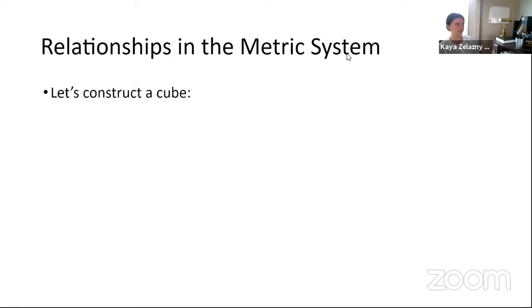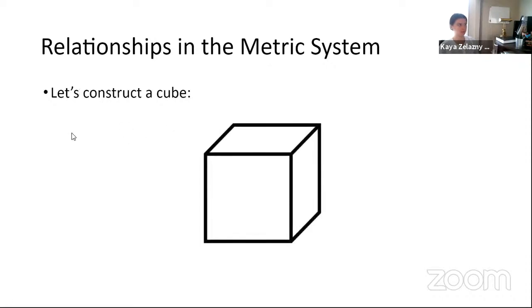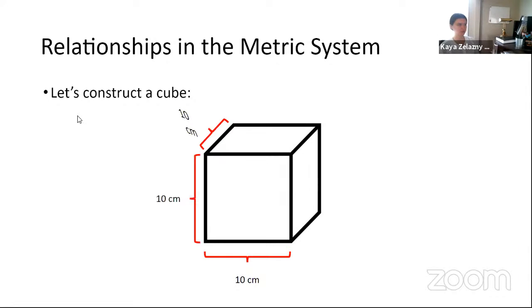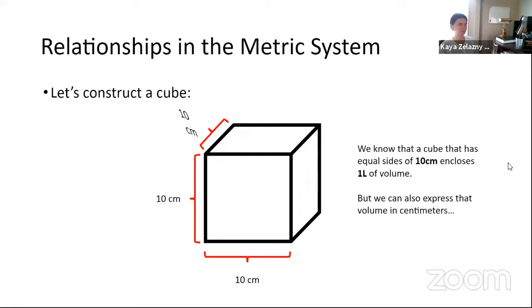So now we want to think about relationships in the metric system. So that was just converting units, right? Now we want to think a little bit about our ideas of length and volume and mass. So we're going to start with an imaginary cube. This imaginary cube is going to be 10 centimeters on one side, 10 centimeters on the other side, and oh look, it's also 10 centimeters tall. So here's our imaginary cube, and we're going to imagine this cube is made of water because basically everything in biology is mostly water. Okay.